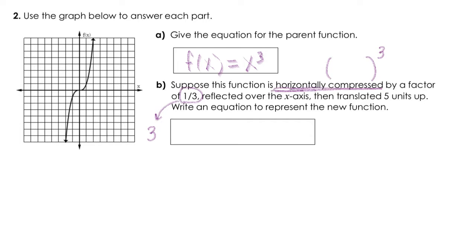So for this one, we have the function f of x equals, and we are going to have a horizontal compression by a factor of 1/3, reflected over the x-axis. So I know that negative is going to have to be on the outside. We're translated up 5 units. So we're going to have something that looks like this, and then plus 5. That should get us all of those transformations.